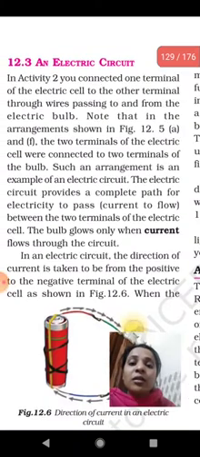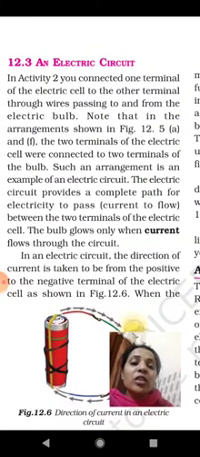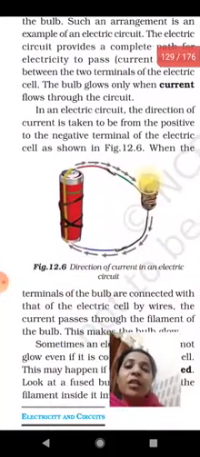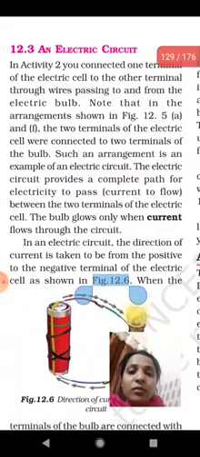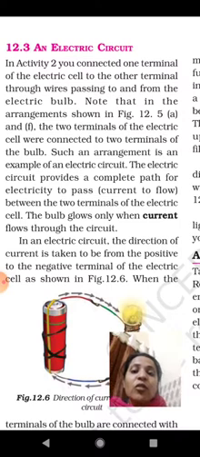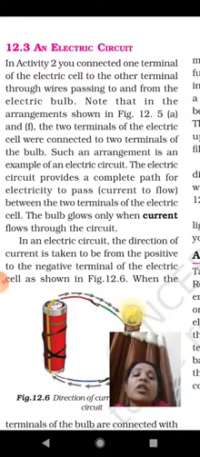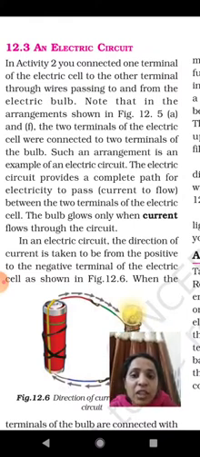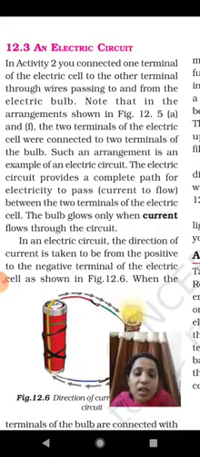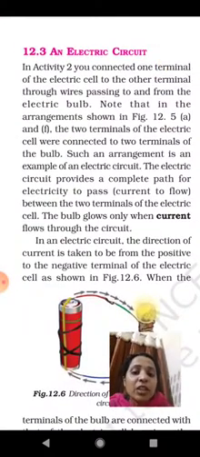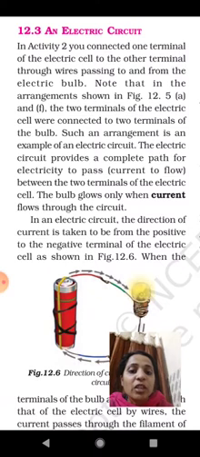Note that in the arrangement shown in figure 12.5 A and F, as I have shown you, figure A and this one is F, the two terminals of the electric cell were connected to the two terminals of the bulb. See what they are telling, that the two terminals of the electric cell were connected to the two terminals of the bulb, as it is shown over here. Such an arrangement is an example of an electric circuit. So this is an example of an electric circuit.